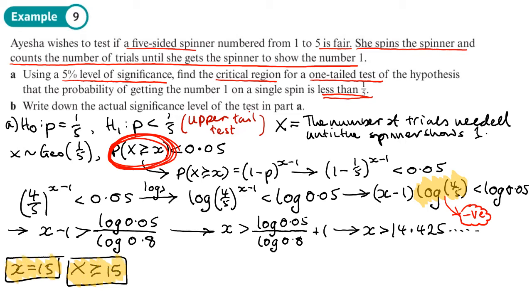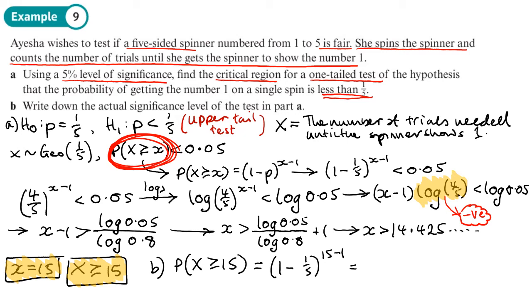Now part B, it says write down the actual significance level of the test in part A. That actually means working out what this probability is here, greater than or equal to 15. So let's work that out using the formula. It's going to be 1 minus a fifth to the power of 15 minus 1, so just using the formula, that's going to be 4 fifths, or 0.8, to the power of 14.